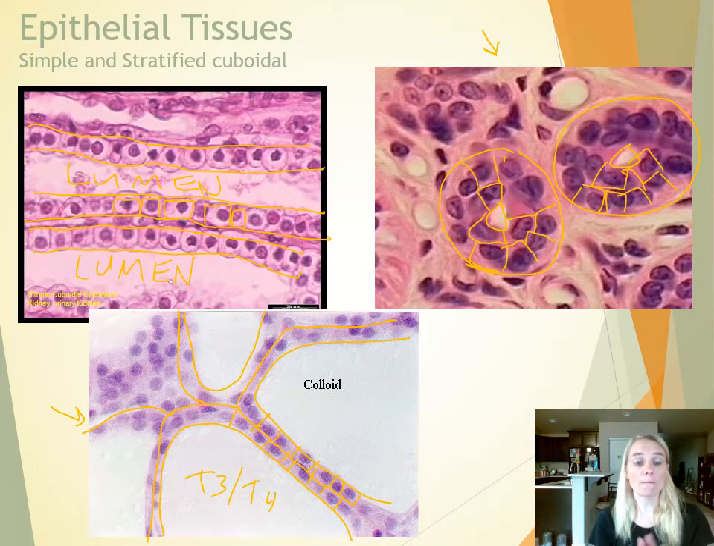Okay, so functionally, we have simple cuboidal lines things, again, for diffusion and osmosis, so good for exchange of things. Stratified cuboidal, very rarely found in the ducts of some glands, and it's primarily for protection. It doesn't really do much absorption because it's thicker. You're not going to do much absorption like diffusion or osmosis through things that are stratified. Simple, yes. Stratified, no. And that's true for both squamous and cuboidal.